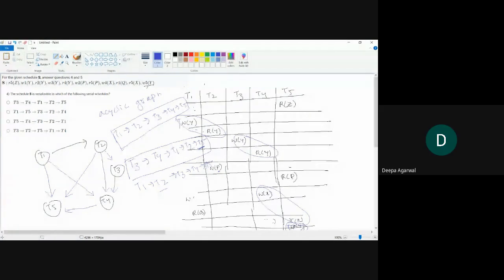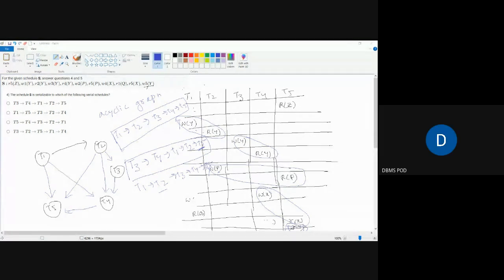Sir, in this, the write B in T2 and the read B in T5, will we not consider this? This will also be a write-read pair. Also, sir, in the top graph there should also be an edge from T1 to T3. Yes, T1 to T3, correct. Okay, sir, that's clear now. I was thinking why it's not there.